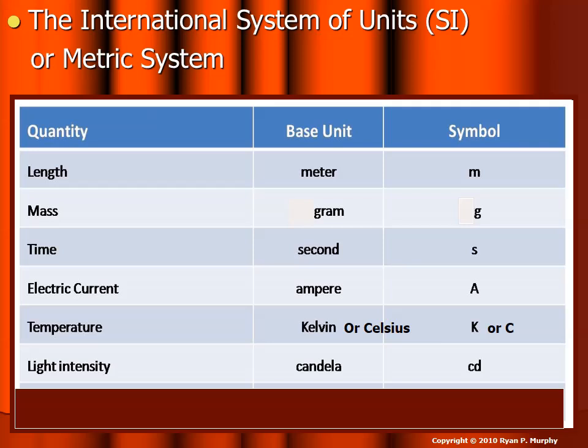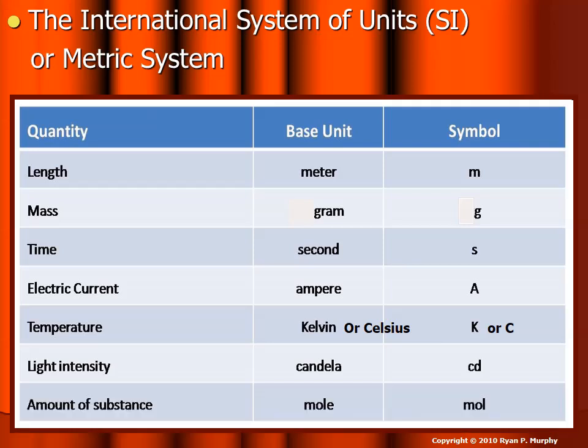Light intensity. This one's not really too important, but the official unit for that is the candela, and the abbreviation for that is CD. And the amount of a substance. And we'll talk more about that later, but this usually comes into play when you're actually trying to count exactly how many atoms you have of something. And that's called a mole, and that's abbreviated MOL.